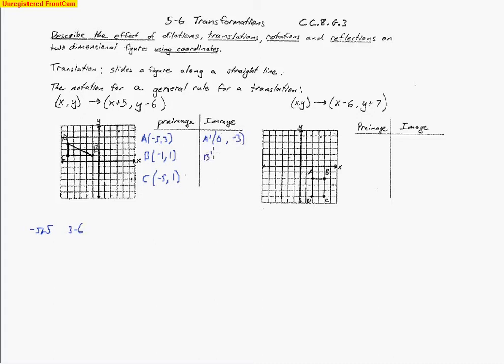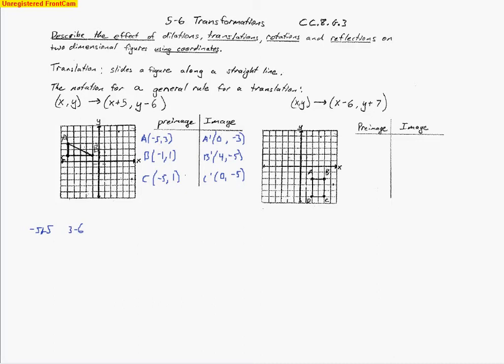So let's go a little faster here. We've got B, we've got negative 1, we've got to add 5 to that, and so that's where I'm getting positive 4. And then I take 6 away from 1, and that's where I'm getting negative 5. So again, I'm just using the rule that's stated up at the top. C prime is going to be negative 5 plus 5 gives me 0 again, and 1 in for the y, minus 6 gives me negative 5. So now I've got those points, I can go ahead and plot them.